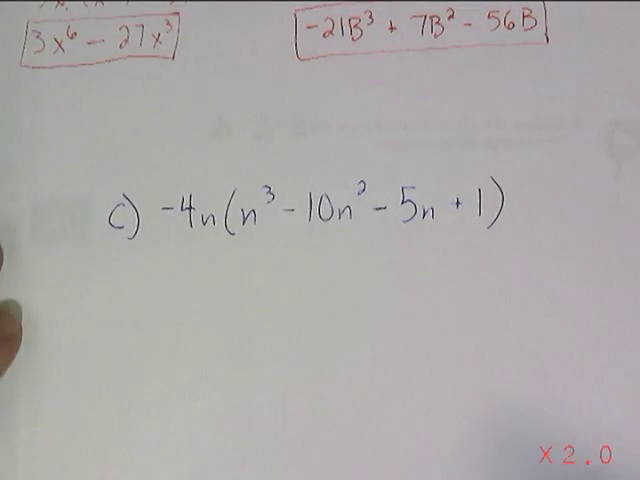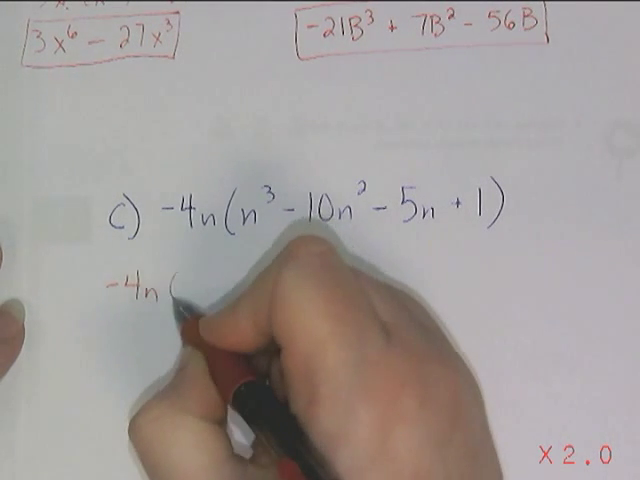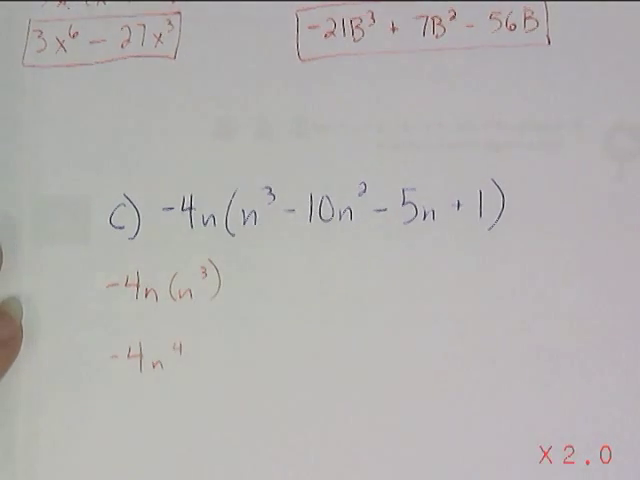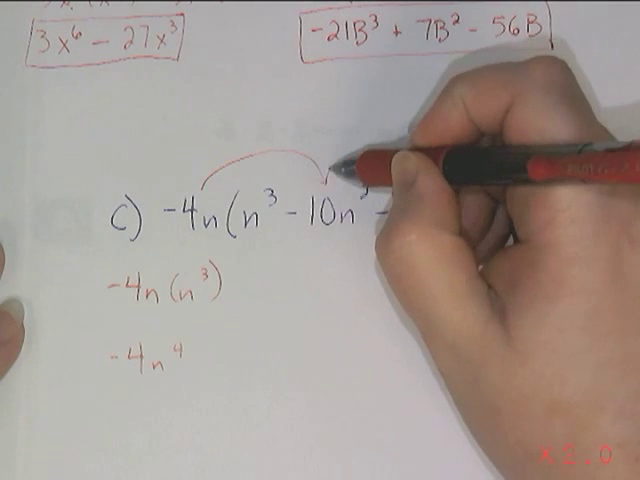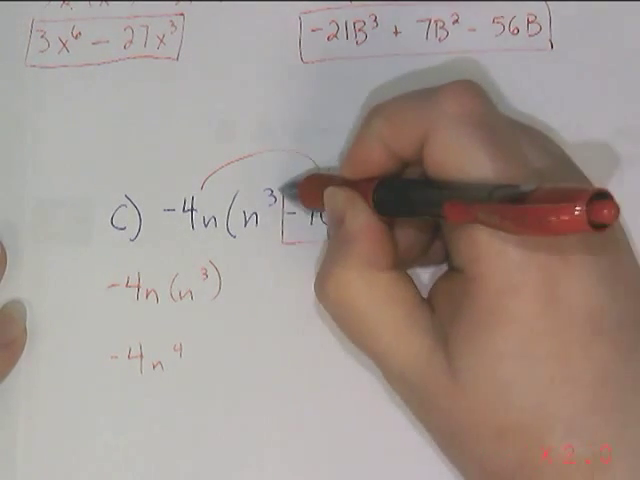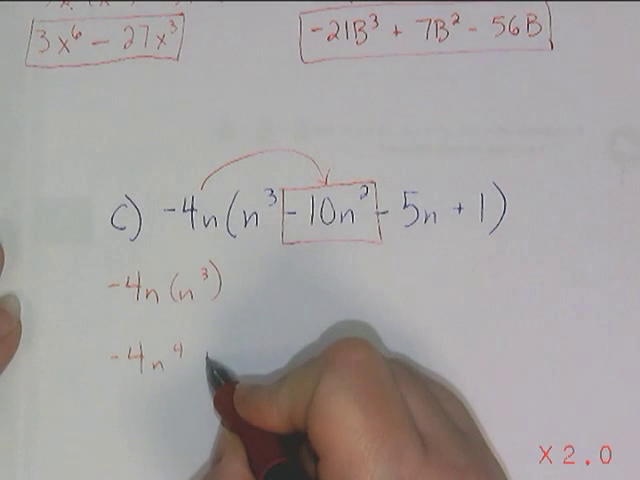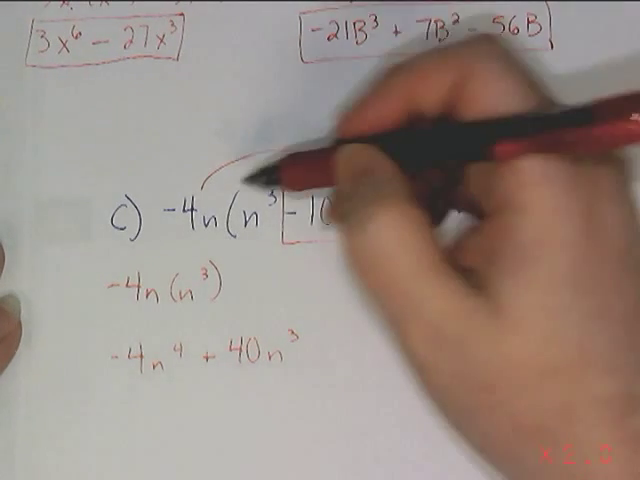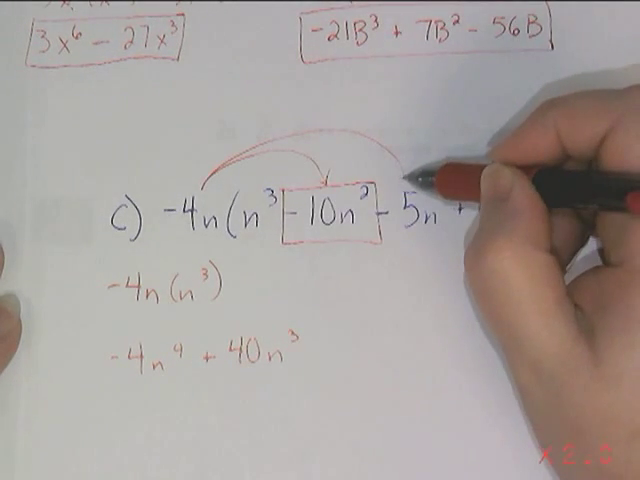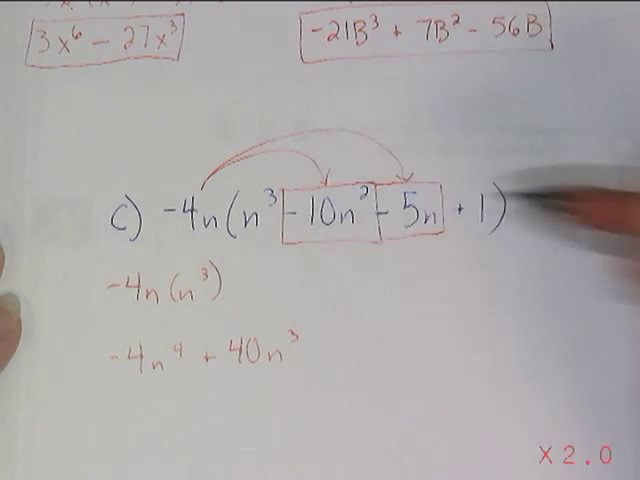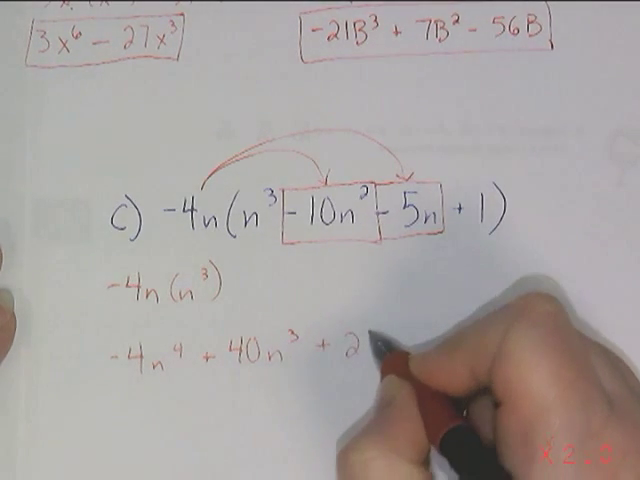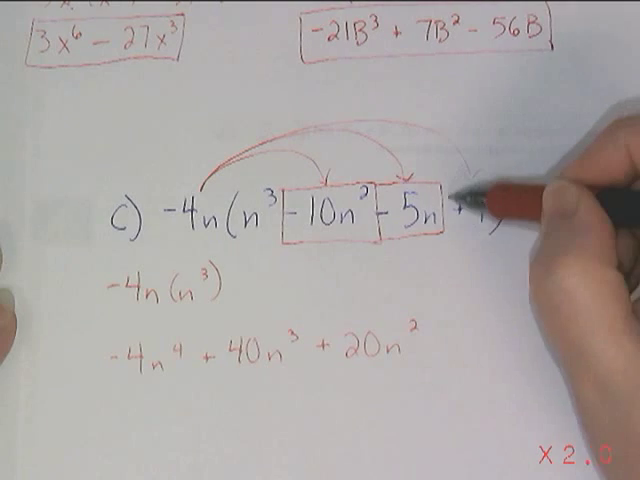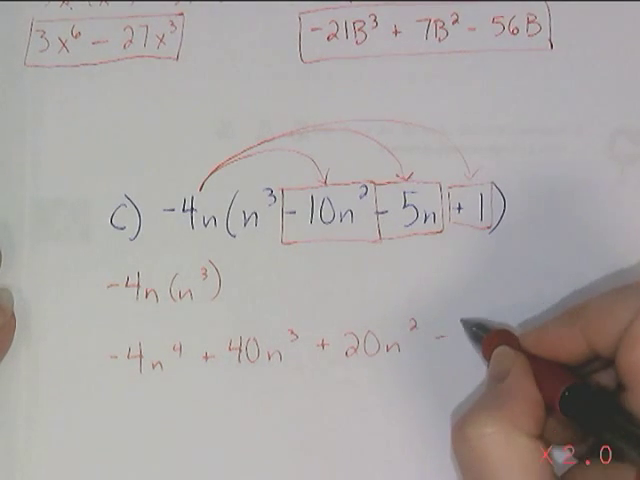Final problem. Negative 4n times n to the third power gives me negative 4n to the fourth. I'm going to multiply this now by minus 10n squared. That gives me plus 40n to the third power. Multiply it times minus 5n. That gives me plus 20n squared. Multiply it times plus 1. Well, that's easy enough. That's just minus 4n.